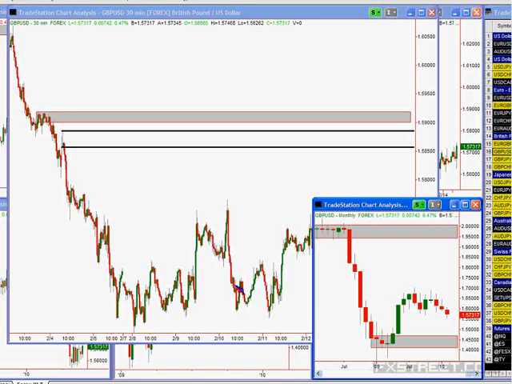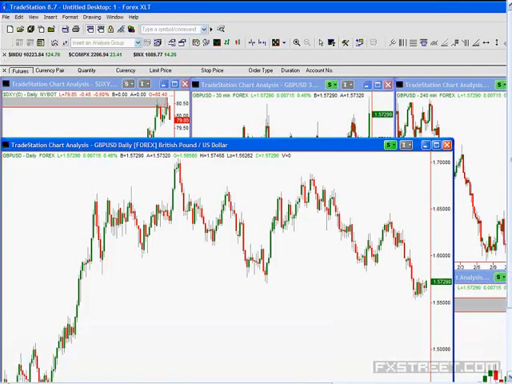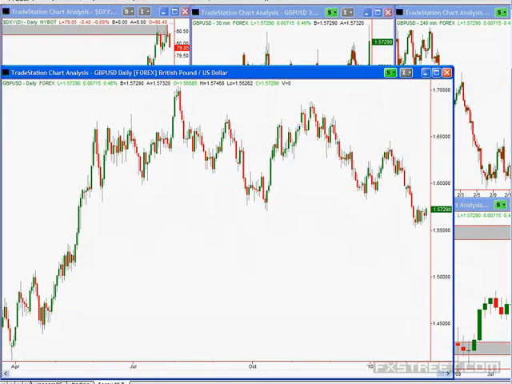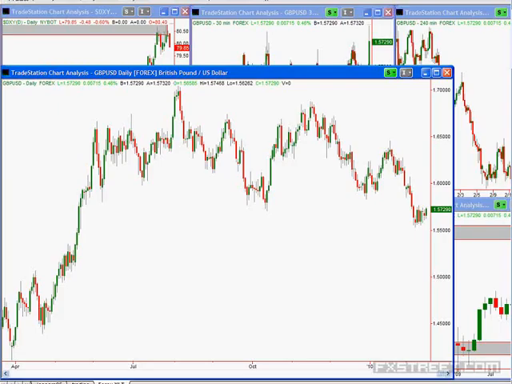And so let's take a look at another chart here. Hang on a second, I'll have it up for you. So there's the daily of the pound. Okay. Yeah, I do see. Let's see. I missed a question there, but I see it. So about how do you identify heavy selling within a candle? What you want to look for there.